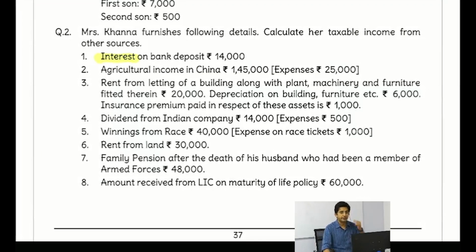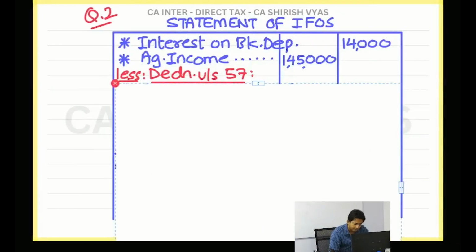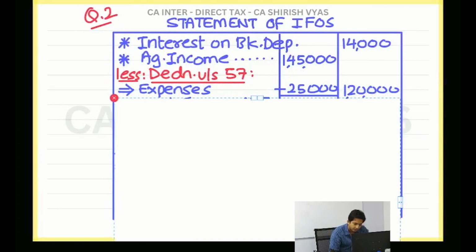Agriculture income in China. If it is in India, then exempt. But this is China, so it will be taxable. And then expenses are given. So wait, you should be reminded of this thing: taxable income, deduct all expenses. So this is taxable, agriculture income China. So deduct the expense. And if you want to deduct the expense, first write it in the inner column and then with a red pen you will write: Less deduction under section 57.